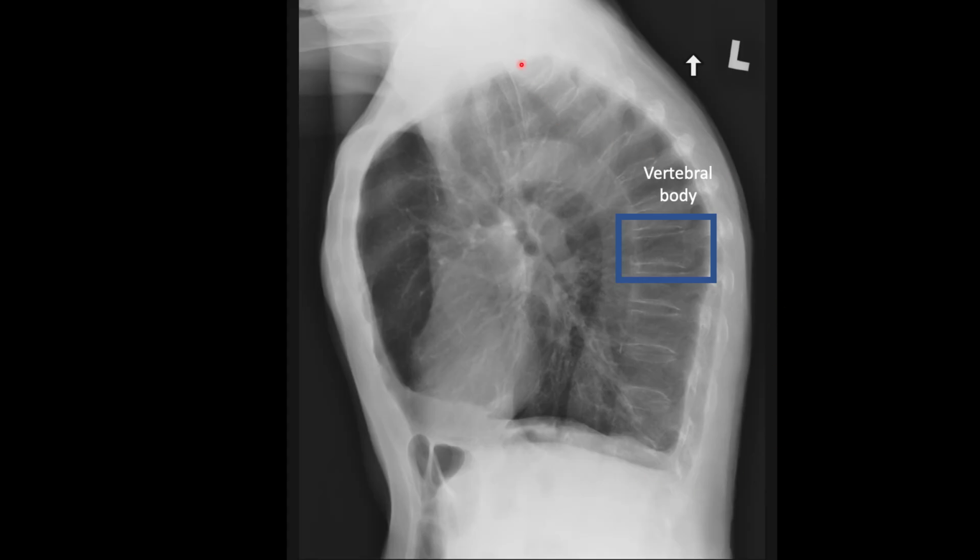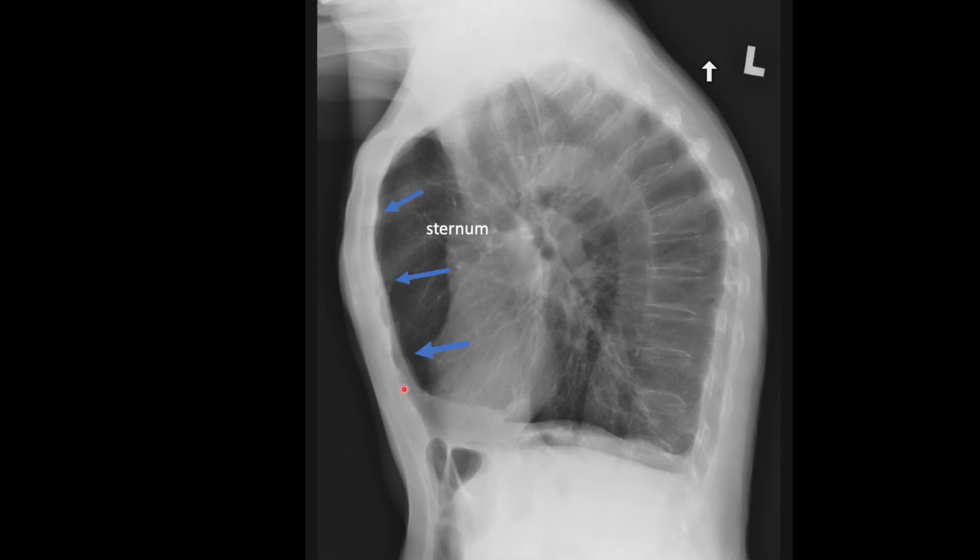Vertebral bodies are pretty self-explanatory, so we usually don't see the cervical spine because it's usually hidden by the soft tissues of the neck and the arms, but we do see the thoracic vertebral bodies quite nicely, and you want to look at the height of the vertebral body and make sure that it is square shaped, and also the disc space in between should be equal.